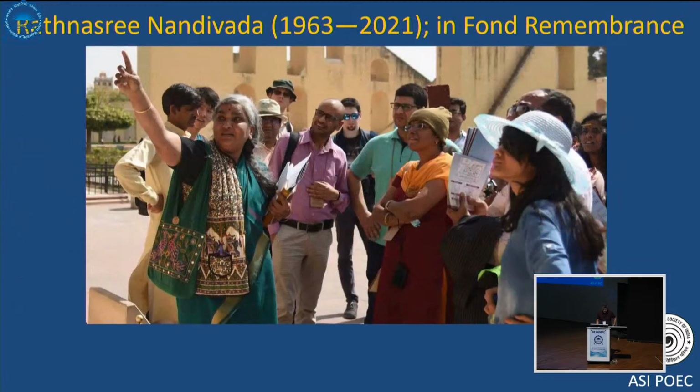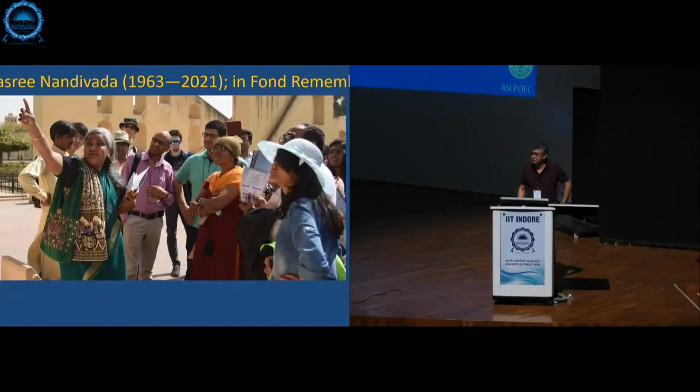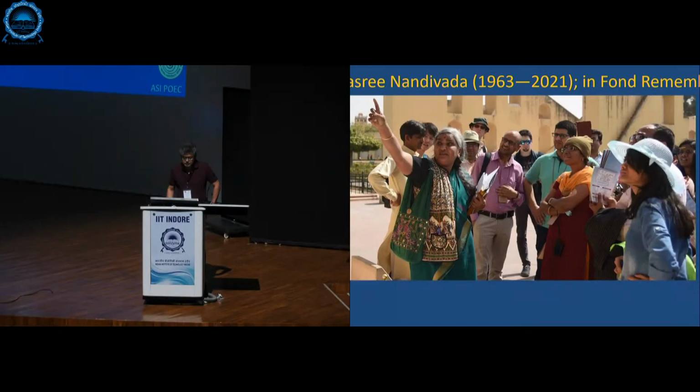I think it would be appropriate here to take a pause and acknowledge the contributions of Ratnashri to popularization of astronomy in the country. This is the last time I met her in 2018 at, I think, the IAU Symposium on long-term solar activity in Jaipur. Here she is pointing out the sun and talking to the public. Then the pandemic hit and we lost her in 2021.